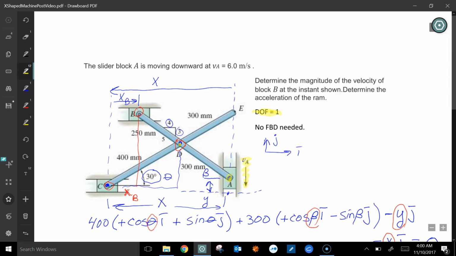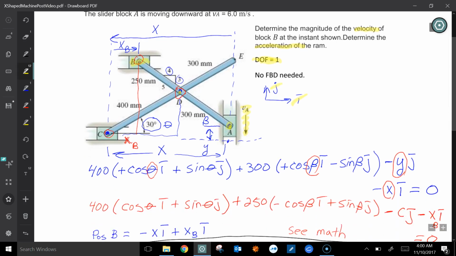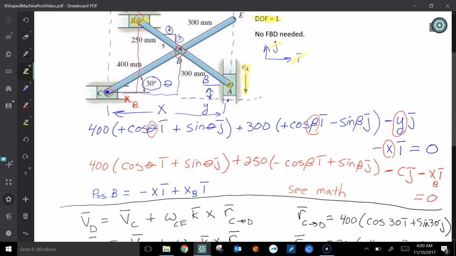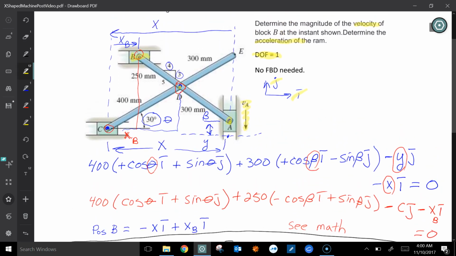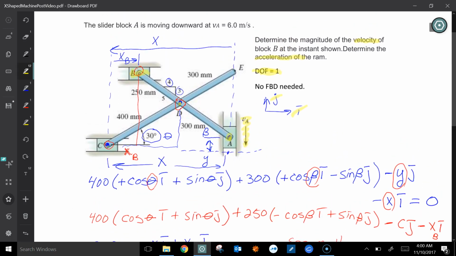And what you want is the velocity, and also the acceleration, of this guy up here, B, this round B. And therefore, I know that I can do it, and I do not need a free body diagram. As usual, we take our i's and j's to the right. It doesn't really matter, I just like to be consistent. And so I'm going to use vector loops.